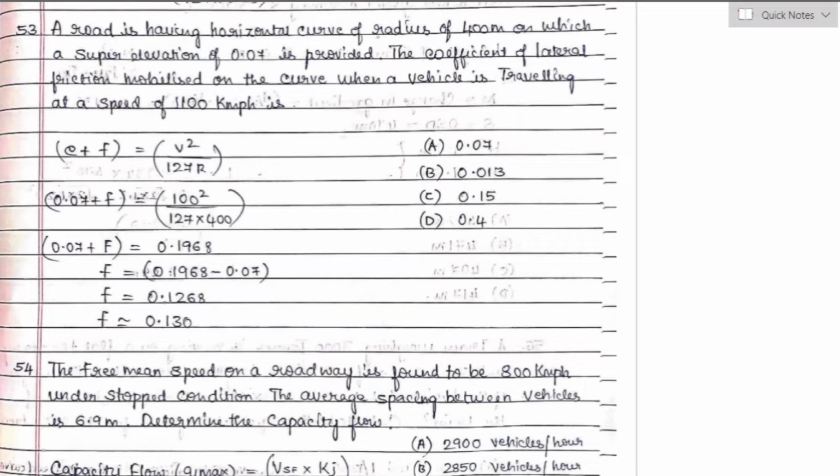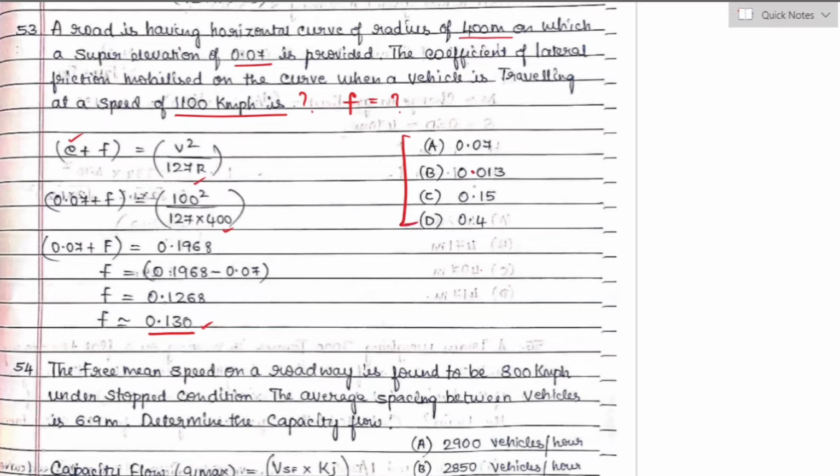Question number 53. A road is having a horizontal curve of radius 400 meter on which a super elevation of 0.07 is provided. The coefficient of lateral friction mobilized on the curve when a vehicle is traveling at a speed of 110 km per hour is. So we have to determine the value of the coefficient of lateral friction. As per IRC, we know that E plus F is equal to V squared divided by 127R. Substituting the given values, that is the maximum rate of super elevation, design speed of the vehicle and radius of the horizontal curve, the coefficient of lateral friction will be 0.130.